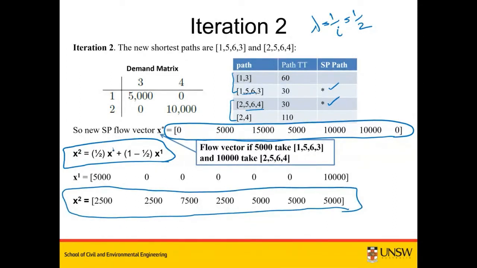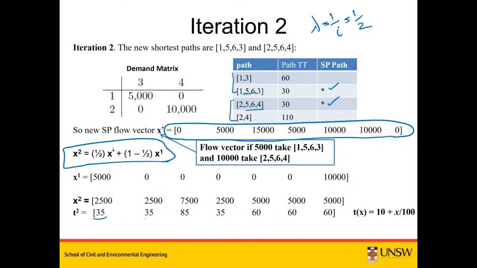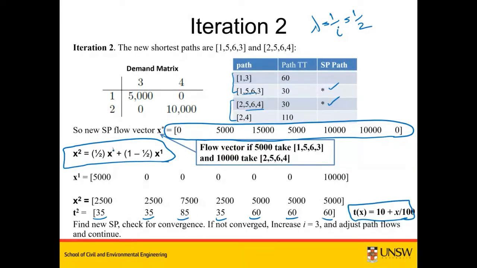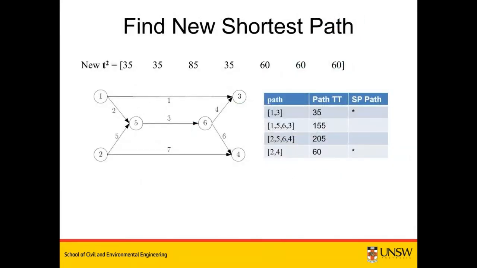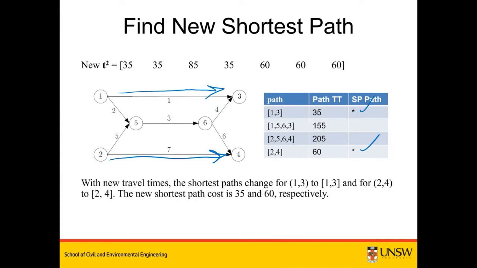So now that I have the new volumes on the links, I can recalculate and update the travel times on each link, right? Using the link performance functions that I was given. And now find the shortest path and check the convergence. So given these new travel times, if we apply Dijkstra's algorithm or any other algorithm, you'll find that now this is the shortest path. And again, this becomes again the shortest path. So the shortest path would be this and this. And now, if these are the shortest paths with the new travel times, what would be the cost of the shortest path? We can still calculate.